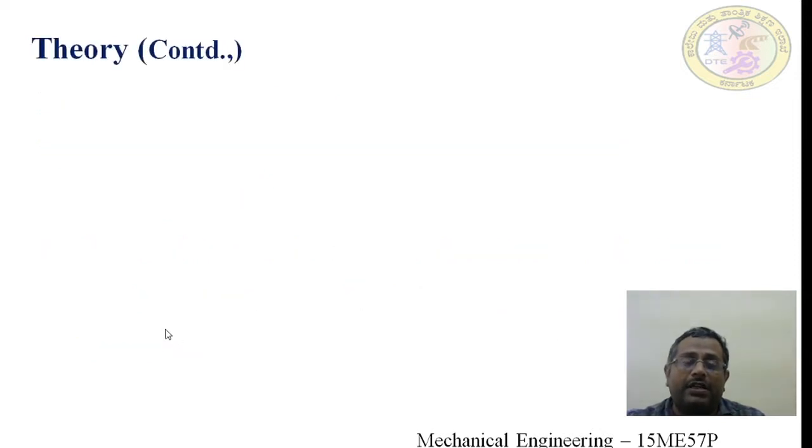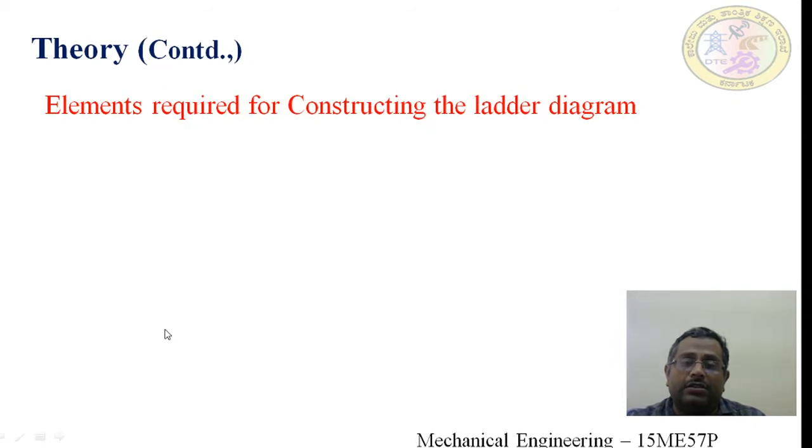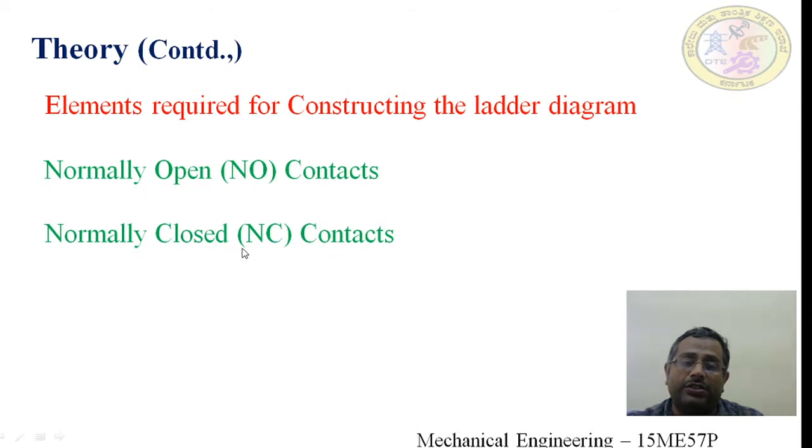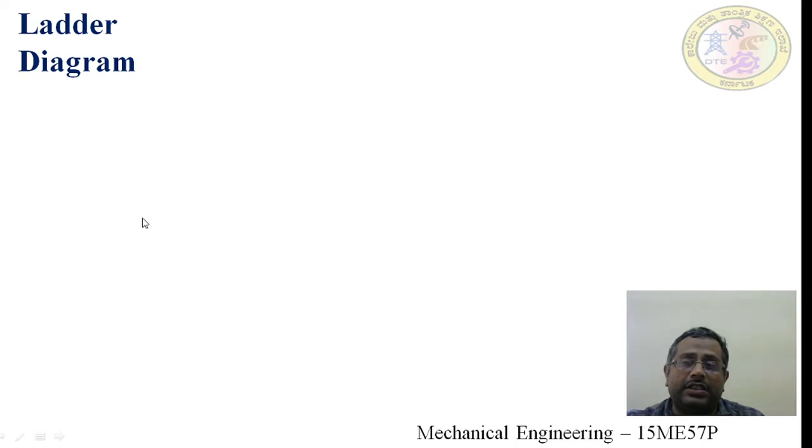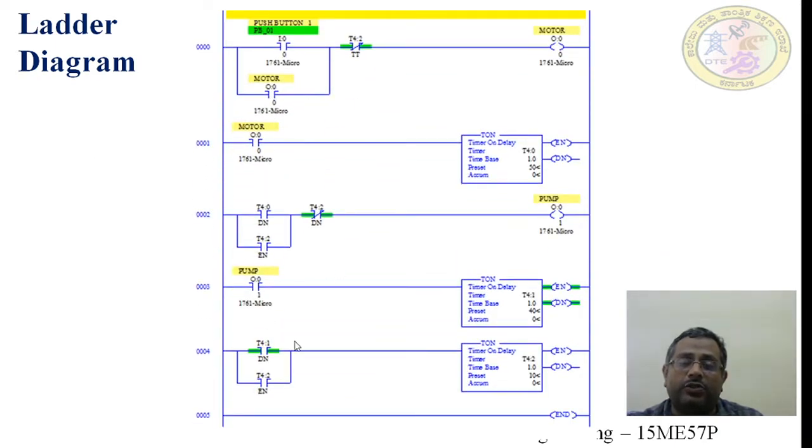For the ladder diagram for this logic we have to use the following elements. First we are using normally open contacts, that is NO contacts, and we are also using NC contacts, and we are using a coil to represent output, and we are using 3 timers, that is timer on delay type. This is the timer on delay. The ladder diagram for this logic is as shown here. This is the ladder diagram to operate the sequencing operation.